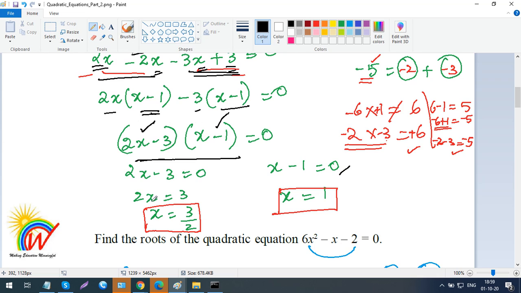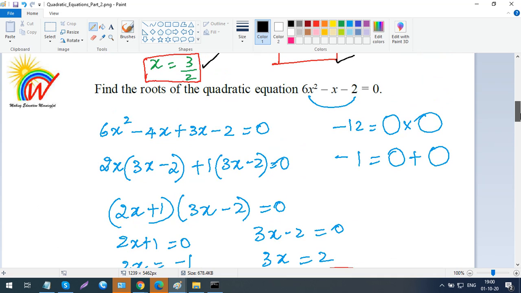Now you see 2x is equal to 3. Move the 3 to the other side. Now x is equal to 3 by 2. This is one of your solutions or one of the roots, and x is equal to 1 is the second root. So you are getting two roots, okay? You will always get two answers. Understood? Now come to the next one.